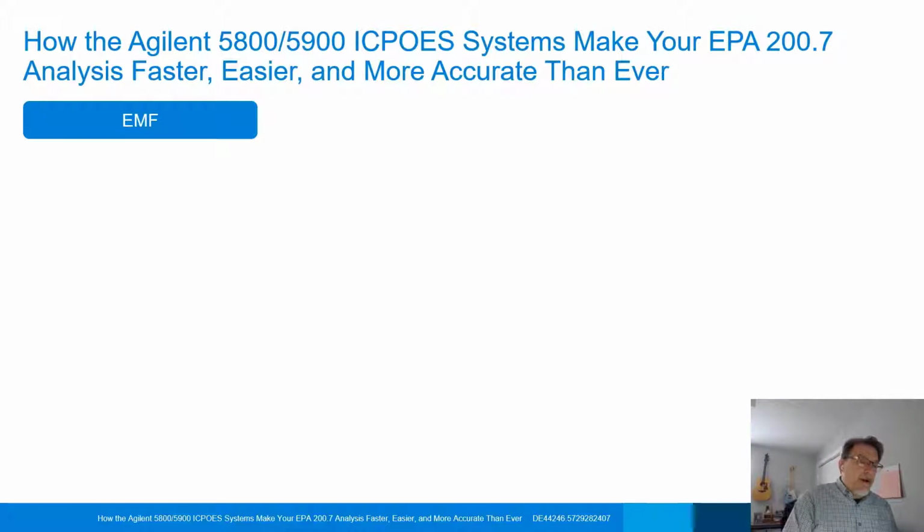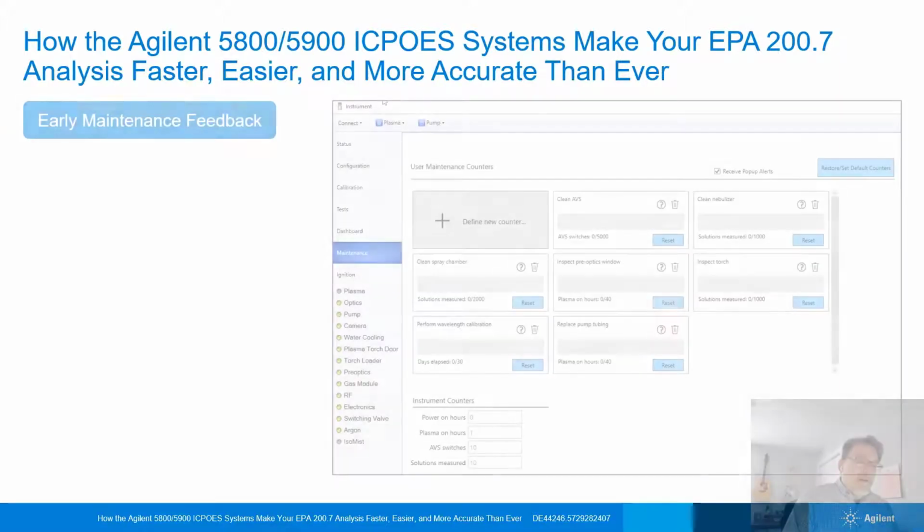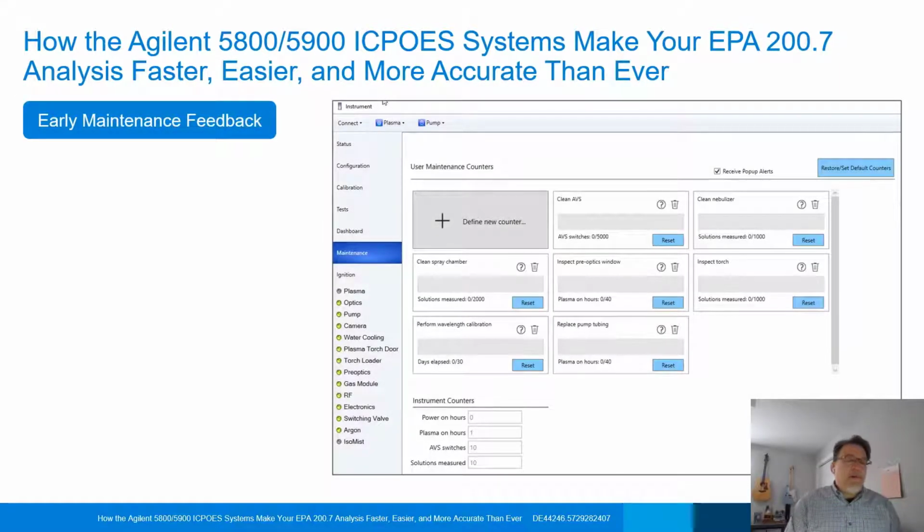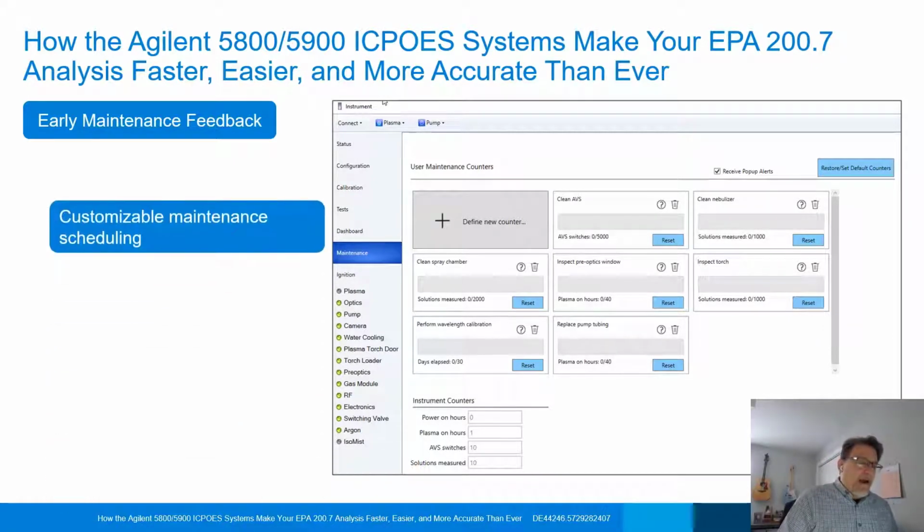EMF, love the acronyms, stands for Early Maintenance Feedback. Early maintenance feedback is really a customizable maintenance schedule for your system. You're able to dial all these schedules up based on your specific experience running the instrument, based on your experience with your samples, because nobody knows your samples better than you.